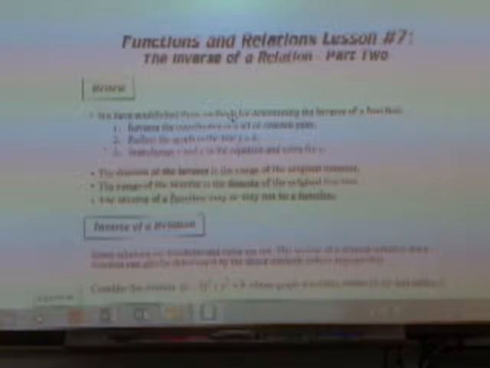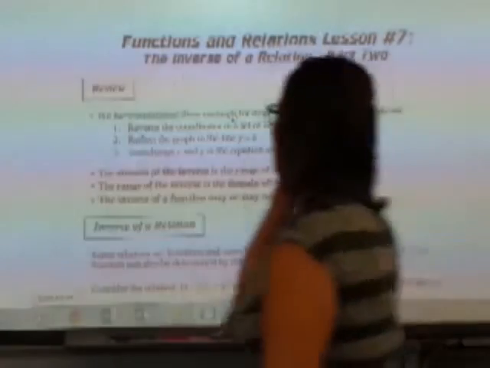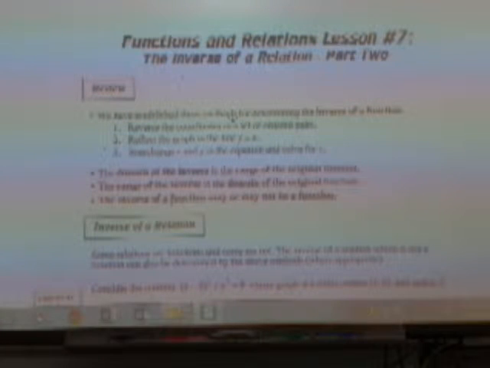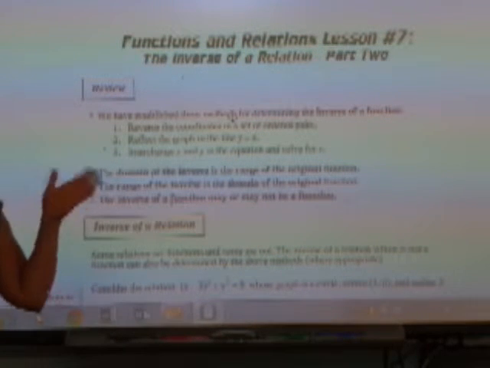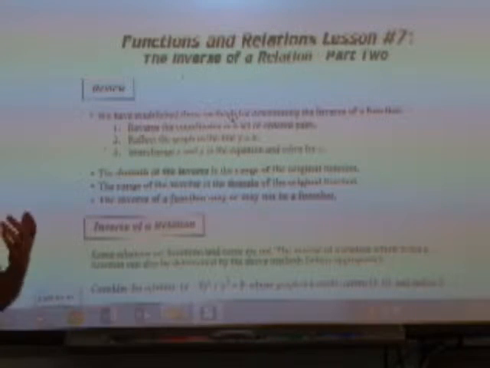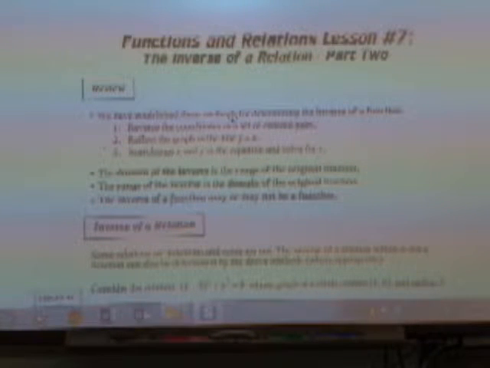Okay, lesson number 7 continues with the inverse of a relation. When we're looking at the inverse of a function, there were 3 ways that we looked at in determining it. We can take a set of ordered pairs and reverse the coordinates, so instead of writing it as an xy, we revert it as a yx. We can use the graph and reflect it about the line y equals x. So we can draw that mirrored line and then reflect it over that line. And if we have an equation, we interchange the x and the y variables and then solve the equation for y.